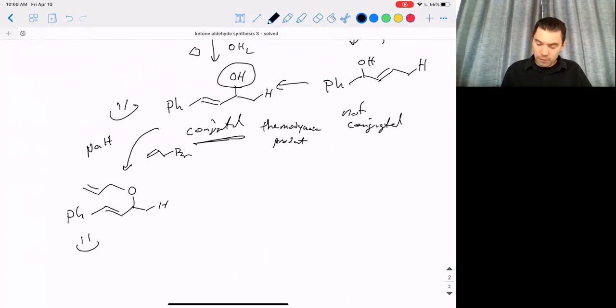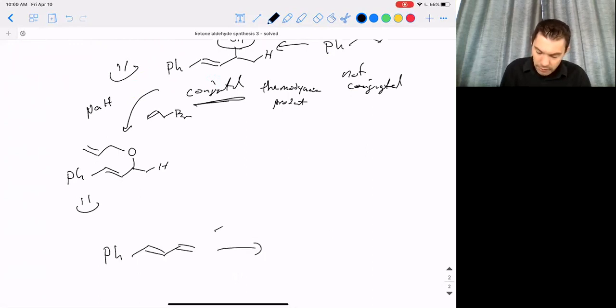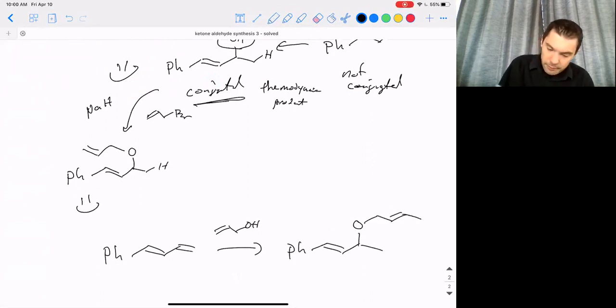Now, for those of you that are true aficionados, you might think to yourself, wait a minute, if allyl alcohol is cheap and I could use that instead of water, maybe I can go directly from the diene all the way to the ether. And that should be possible as well, at least in principle. So we should be able to go from here in the presence of allyl alcohol to our desired product, assuming that we put in some H2SO4.